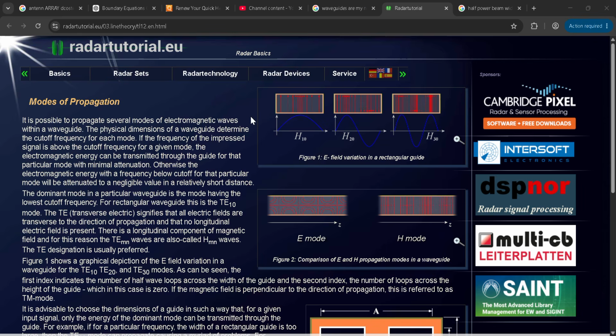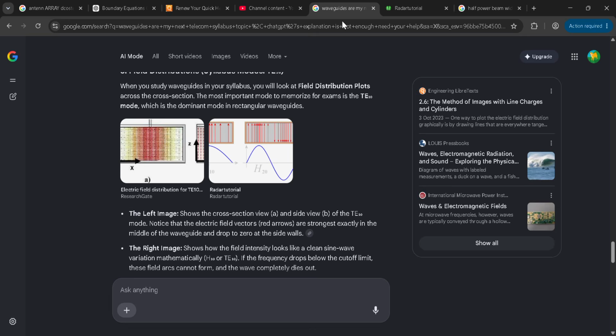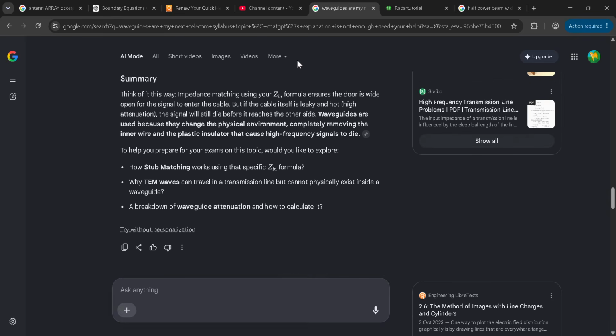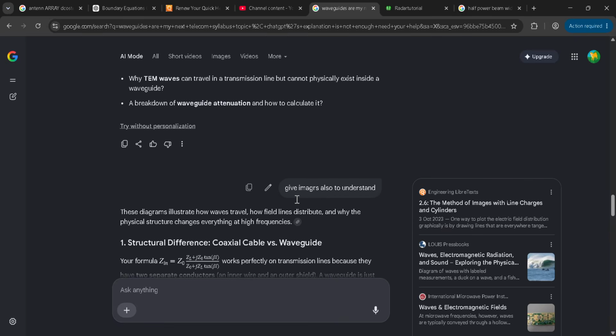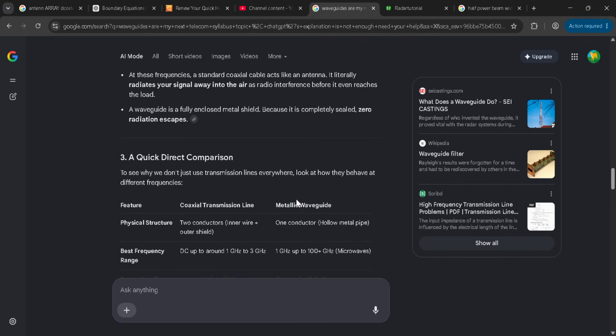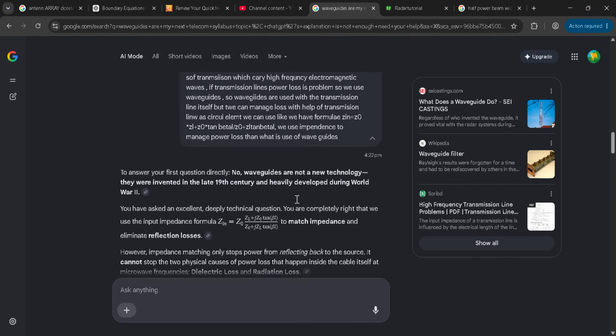How waveguides work: the concept of modes. Waves do not just travel straight through a waveguide. They bounce off the conductor walls at specific angles. This bouncing creates distinct field patterns called modes. So the field patterns in the hollow pipe are the modes.